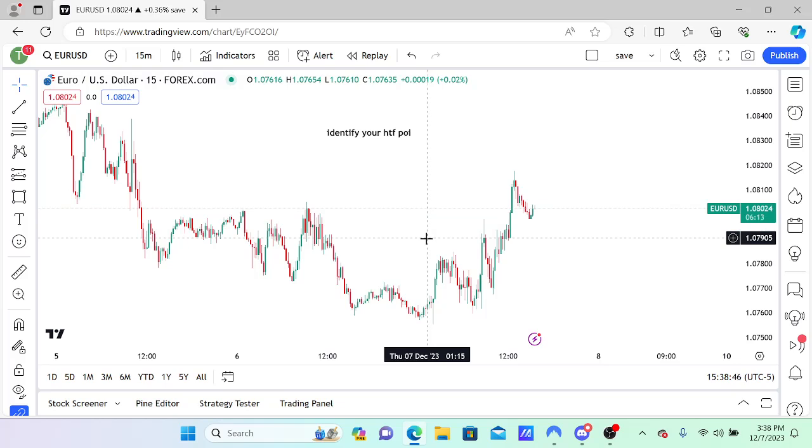Now, here's the thing. I like the daily, the 4 hour, even the weekly chart for higher time frame point of interest. But if you're a scalper, for example, say you scalp the 1 minute chart, or maybe you only trade on the 5 minute chart, a higher time frame point of interest that you can use for your market maker models might be a 1 hour level. That might be the case.